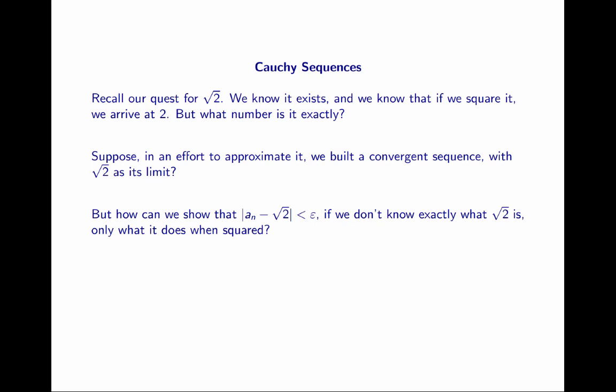Now, soon, because we know what it does when squared and we know what 2 is, we'll learn that the squaring process is a continuous process, and we'll be able to use the machinery of continuity to prove directly that a sequence converges to the square root of 2. But for now, let's consider how we could build a sequence that must squeeze in to the square root of 2. Well, let's see if we can do it.